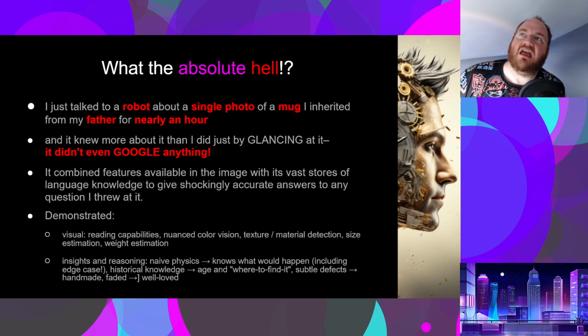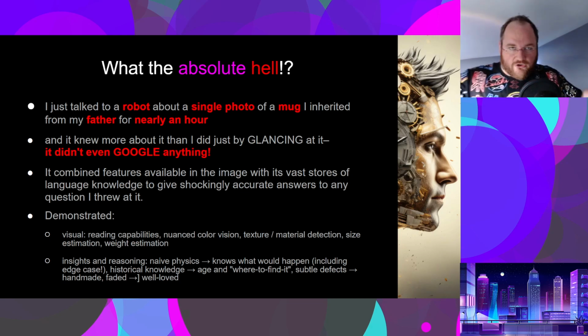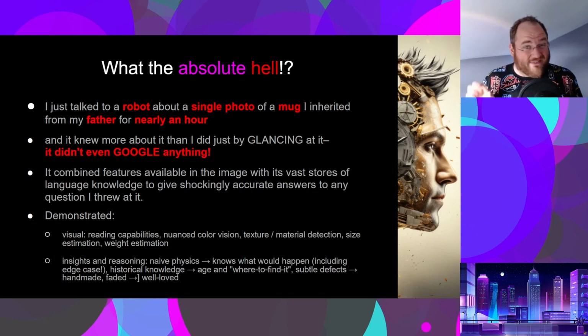And look, here's where you take a step back and you consider, dang, I just talked to a robot about a single photo of a mug I inherited from my father for nearly an hour. It might have been half an hour, but it knew more about it than I did just by glancing at it. A single photo. It didn't Google anything. It didn't have the capacity to externally find other information, especially not that quickly, right? That's the thing about these things, they produce information fairly fast from their trained weights. So it combined features available in the image with its vast stores of knowledge to give these shockingly accurate answers to all the questions I could think to throw at it.